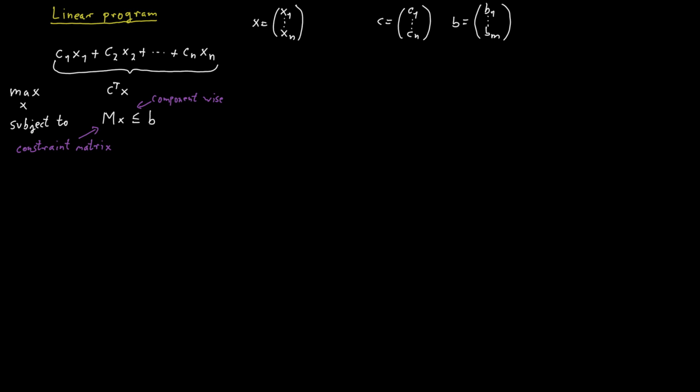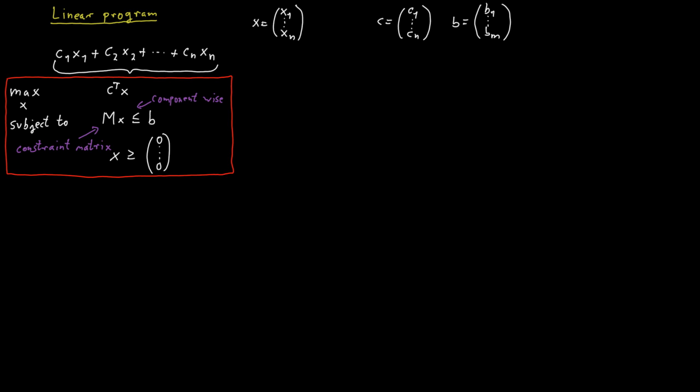Finally, we also want all variables to be non-negative. So we require that x is greater or equal to the vector consisting of all zeros, right? So x1 should be at least 0, x2 should be at least 0, and so on. An optimization problem of this form, a linear objective function which we try to maximize, plus a number of linear constraints, is called a linear program.